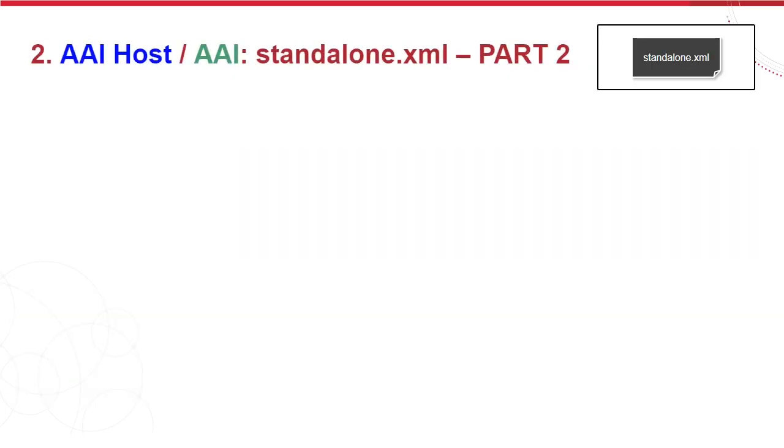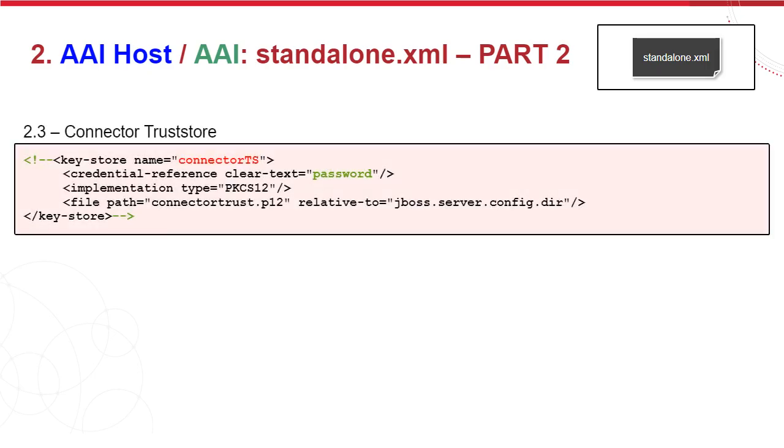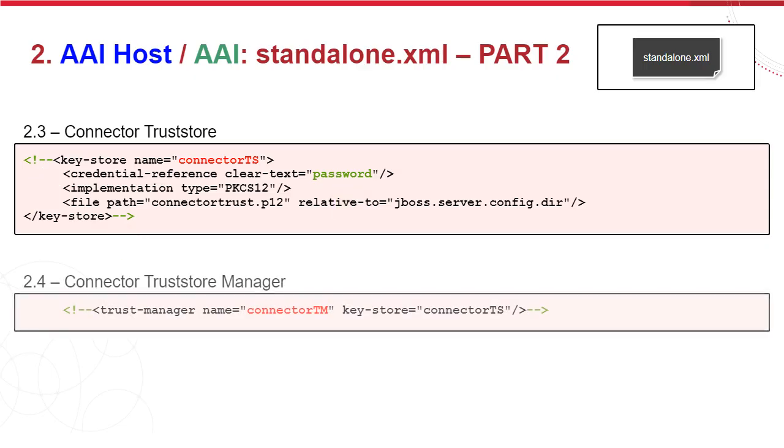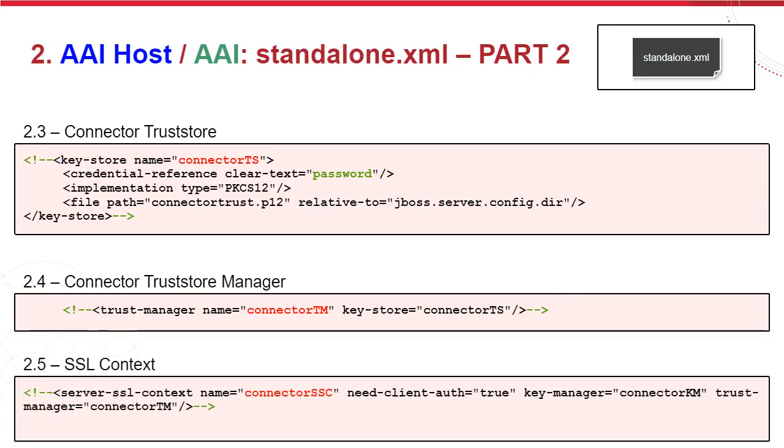Next, we reference the trust store. Look for connector TS. The name of this trust store is already there. So we enable the section and set the same password. We have the matching trust store manager. We look for connector TM and enable the line. We look for application SSC. This is the SSL context. We enable by removing the comment tags.